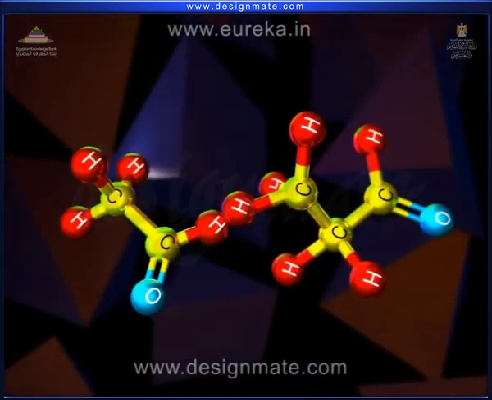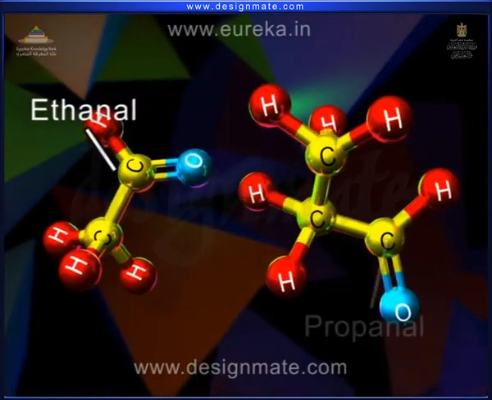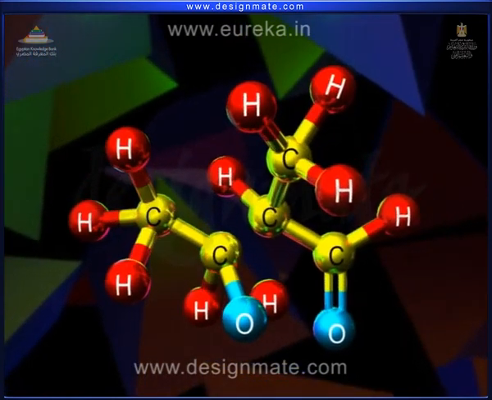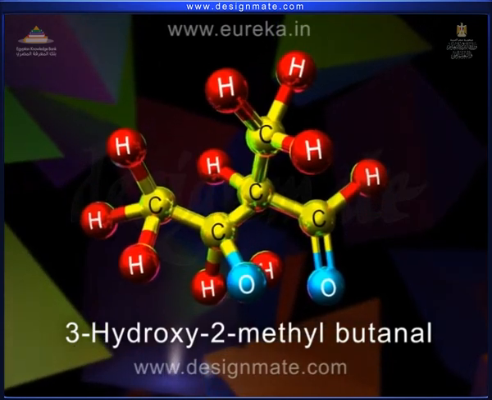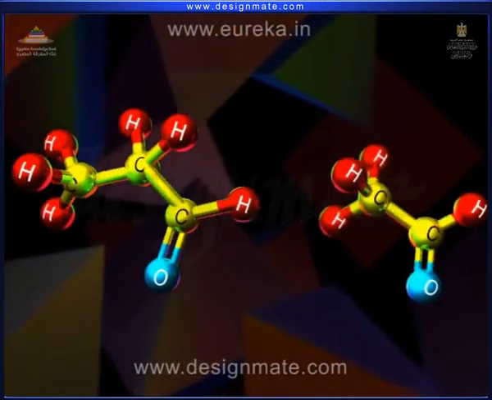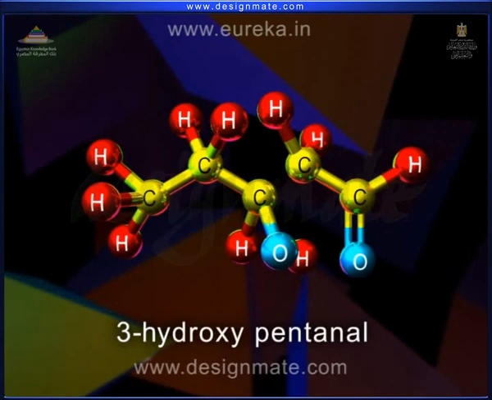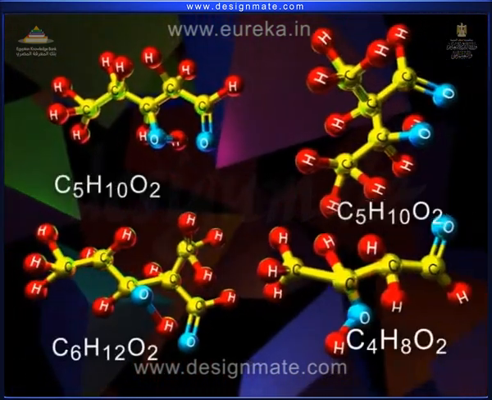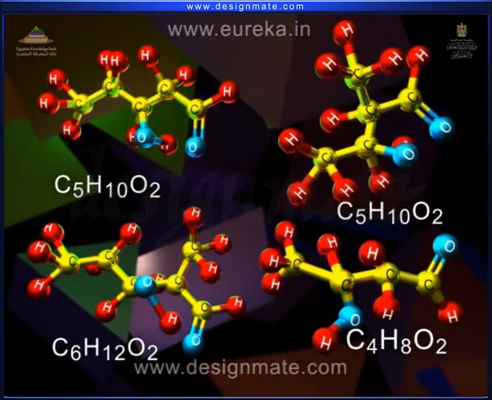At the same time, cross-aldol condensation can also take place between ethanol and propanol to give 2 different products. In the first reaction, 3-hydroxy-2-methylbutanol is formed, while in the second reaction, we get 3-hydroxypentanol as the product. Thus, the first type of cross-aldol condensation gives rise to 4 products.